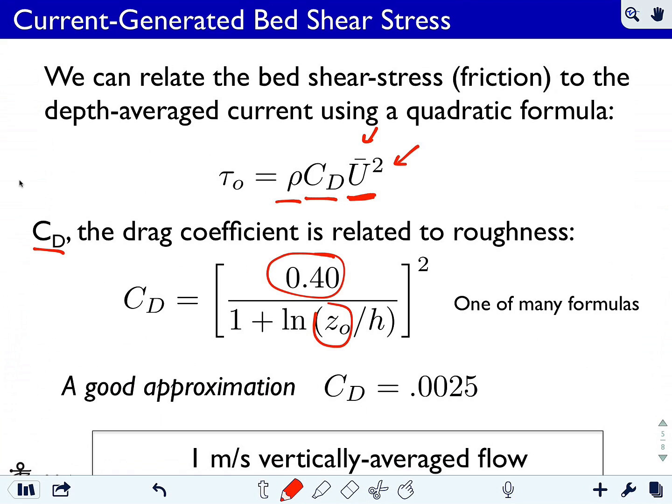If you plug in some values, for example, if we were to use H equals 1, a depth of 1 meter, and Z0 corresponding to a grain size of about 1 millimeter, which is a coarse sand, we would get a drag coefficient pretty close to that. I think that works out to about 0.0021, so it's very close. This is a typical value you could plug in if you don't have better information.